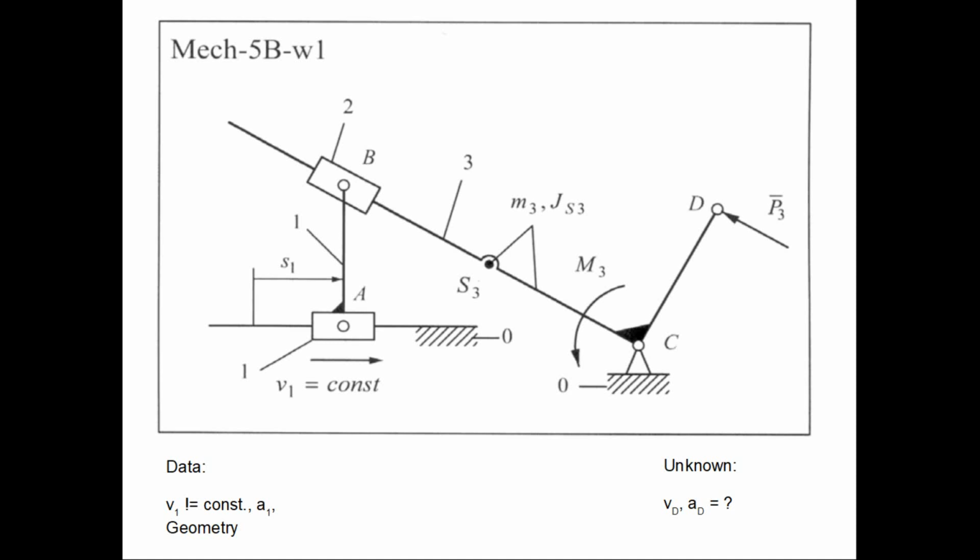What is known? First of all, the velocity of link 1 is known, and this is a function of time. I changed this example because I wanted to also have non-zero acceleration of this first link. So we know v1, a1 of course, and the entire geometry. Our task is to compute the velocity and the acceleration of point D as output motion.